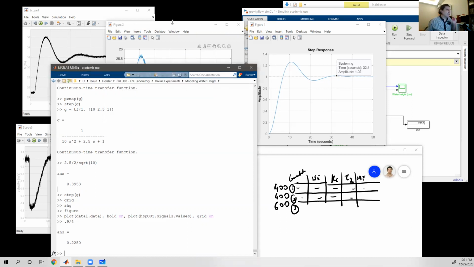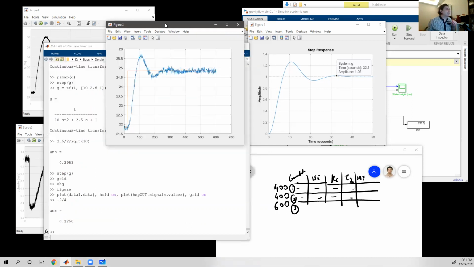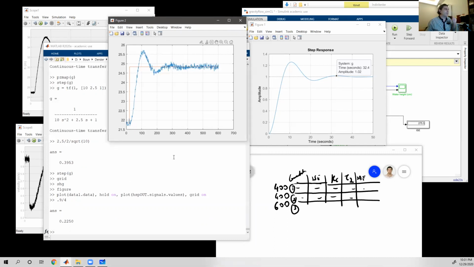Now I said I'm going to stop here, but I'm going to show one more thing, but this is off the records. I'm not going to put it here because I think I have obtained a pretty good result for these controller settings for this system, which I'm not going to show you.